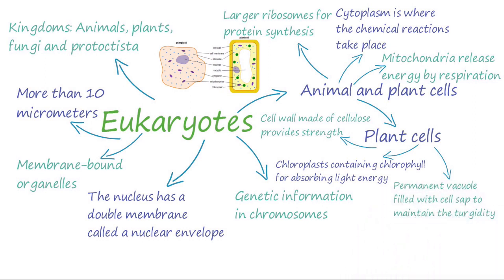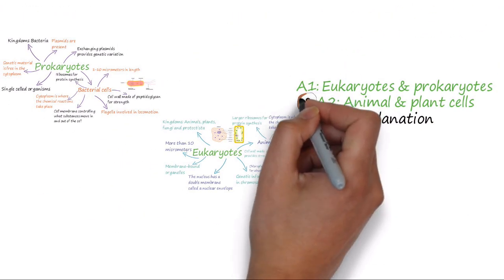A permanent vacuole may also be found in the cytoplasm of plant cells. This is a space filled with cell sap that maintains the turgidity of the cell. This is important in keeping the plant upright.